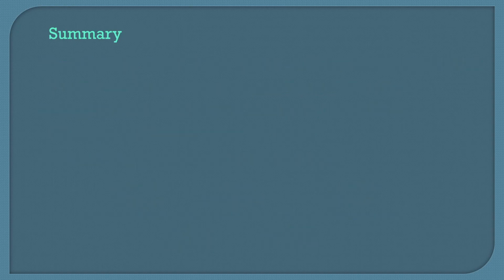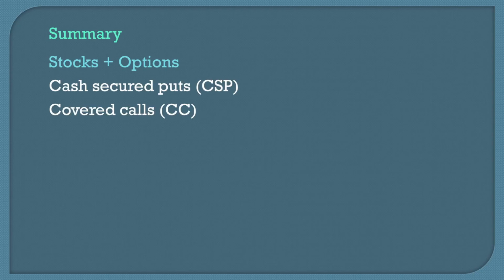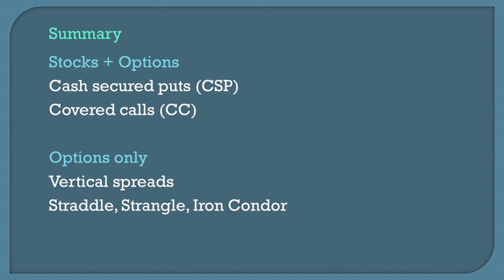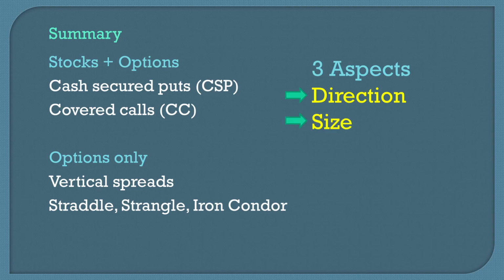To summarize today's video, we've covered 2 different types of strategies. We've looked at stocks plus option strategies like cash secured puts and covered calls. We also looked at pure option strategies like vertical spreads, and we briefly went through Straddle, Strangle, and Iron Condor. The last point that I want to share on options is, always remember, when you trade options, you need to be right on 3 aspects. You need to know the direction of the move, if it's bullish or bearish, the size of the move, how much the stock is going to move, and the timing of the move, when the move will happen.